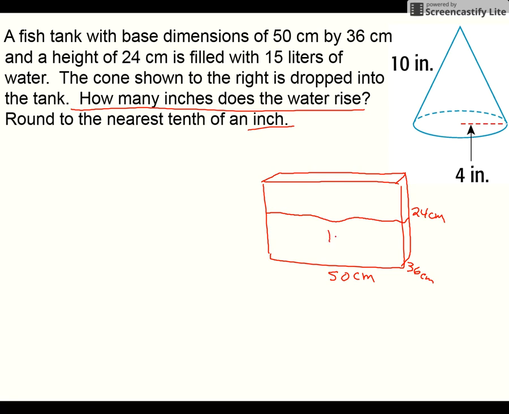So we start with this 15 liters of water. It's got a height. We'll just call that h sub 1. And then we drop the cone in, and let's draw a cone here, floating to the bottom there. It will rise the water a little bit. The water will rise, and that's going to be h sub 2. It doesn't really matter how much water's in the tank, as long as it's not going to overflow, at least. All we want to know is how much it rises.